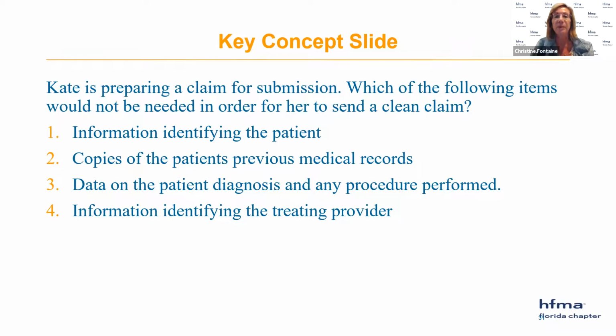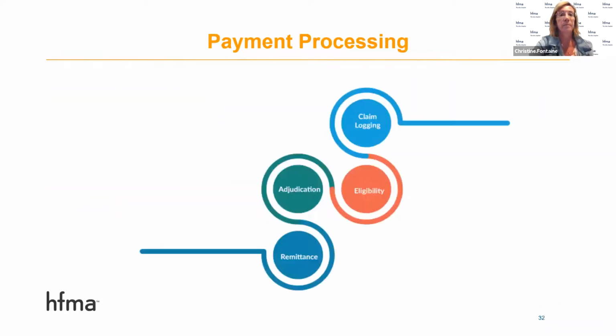Copies of the patient's previous medical records. All of the rest of the data is required to actually submit a claim and a clean claim. Typically, if they want the patient's previous medical records, they'll deny the claim, request that information, or send a request for information and pend the claim until you get it, but you don't require it to get a clean claim out the door.